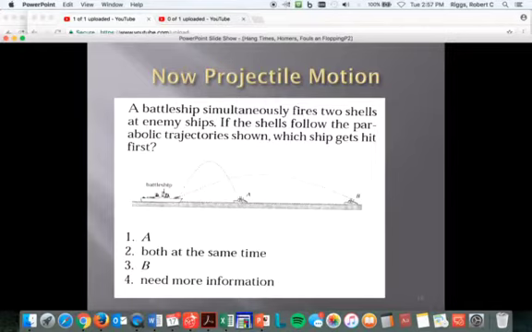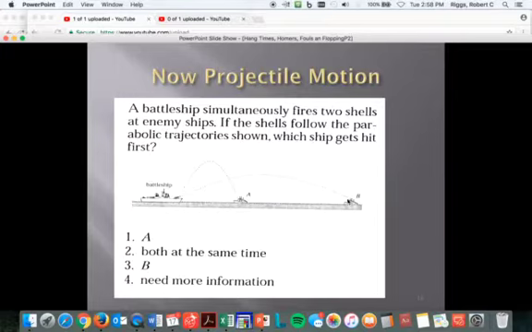All right, so here's an interesting thing. A battleship simultaneously fires 2 shells at enemy ships. If the shells follow the parabolic trajectory shown, which ship gets hit first? Ship B or ship A? If you've had my course before, if you've had Physics 210, I hope you knew the answer to this. If you've never heard anything about projectile motion before in your life, there's no way you can answer that. Intuitively, you're going to say, oh, A is closer, so it should get hit quicker, even though it's going up higher. Wrong. It's B.